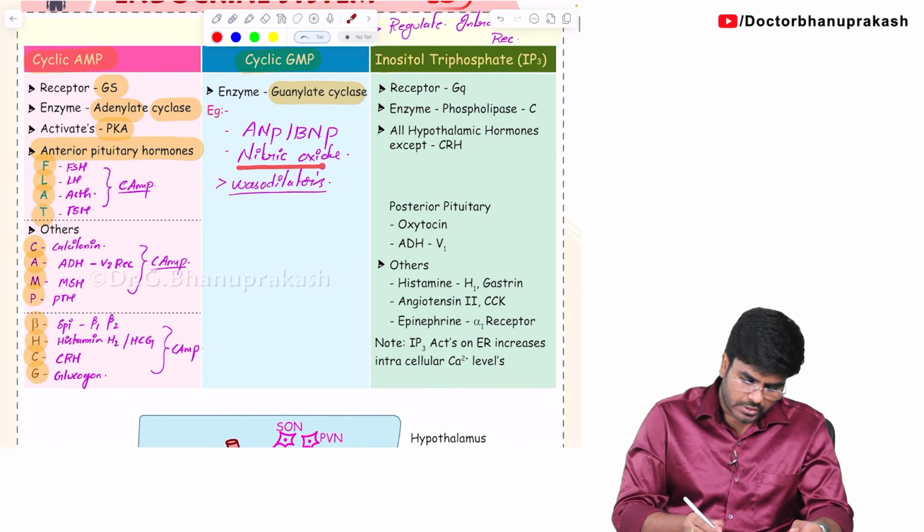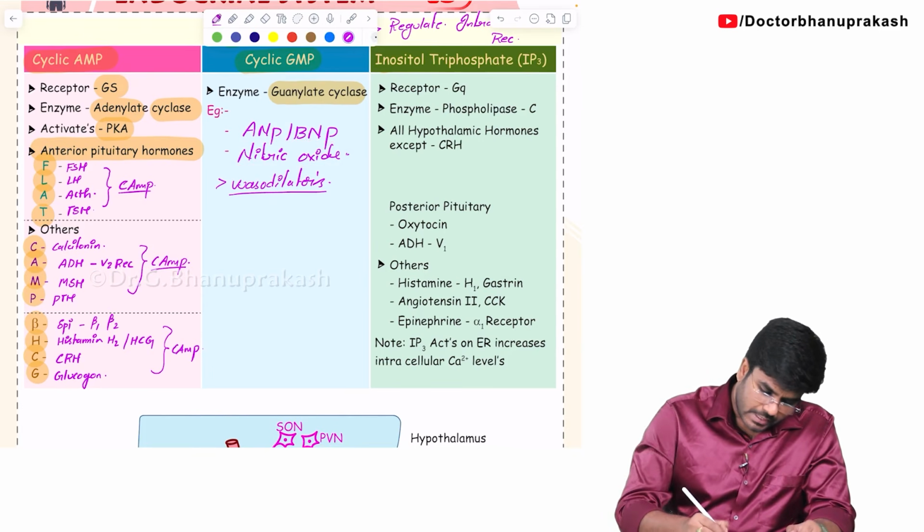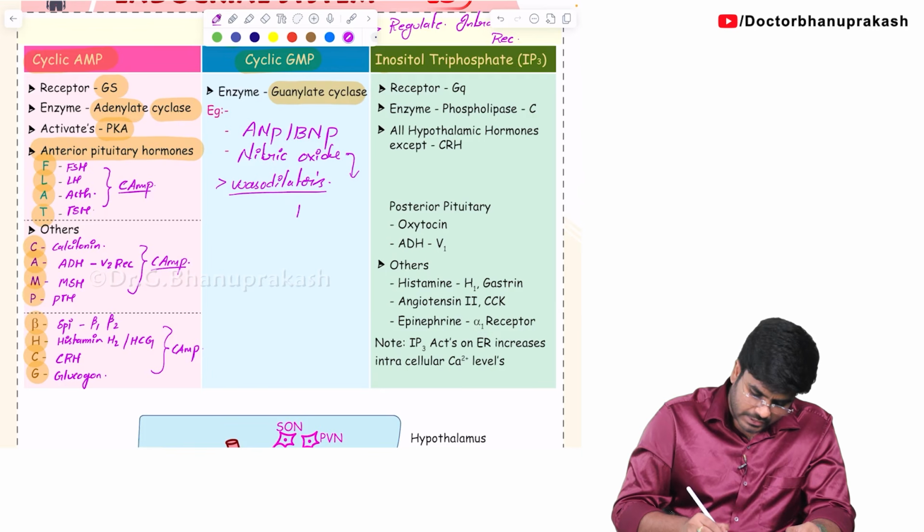Also remember the nitric oxide. Nitric oxide is derived from which amino acid? It is derived from arginine. That's also very important for the exams. Nitric oxide is a derivative of L-arginine.